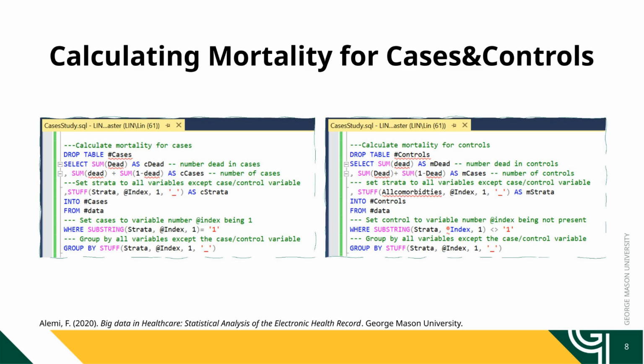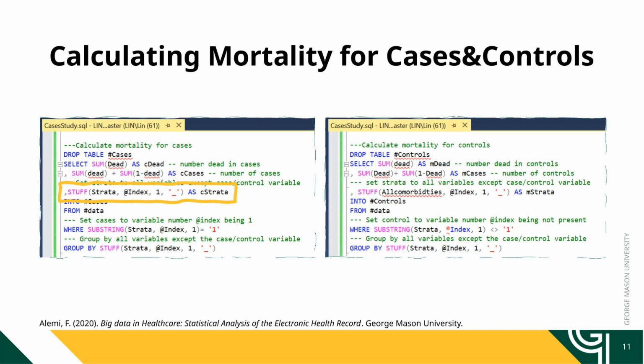These two blocks calculate the mortality rates for cases and controls, allowing researchers to understand the impact of different health conditions on mortality. Calculate the total number of deceased cases and controls. This formula counts the total number of cases and controls, both deceased and alive. Since dead is binary, 1 for dead, 0 for alive, 1 minus dead returns the opposite state.